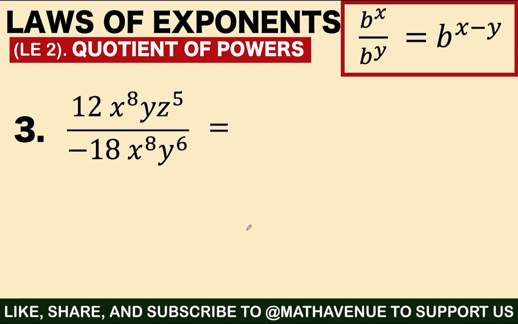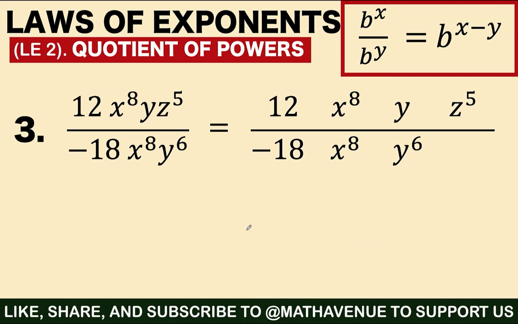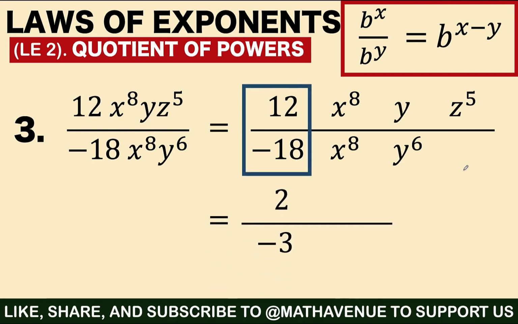So again, line up all the numerical coefficients, line up all those factors with the same variables. Notice that z is alone here because there's no z in the denominator. That's alright. Then the lowest term of 12 over negative 18 is 2 over negative 3. This x to the 8 divided by x to the 8 can be cancelled out. Or when you subtract 8 minus 8, that becomes 0, but any number raised to 0 is 1. And when you multiply 1 times all these other factors, it will not affect the product. So we just cancel it out.